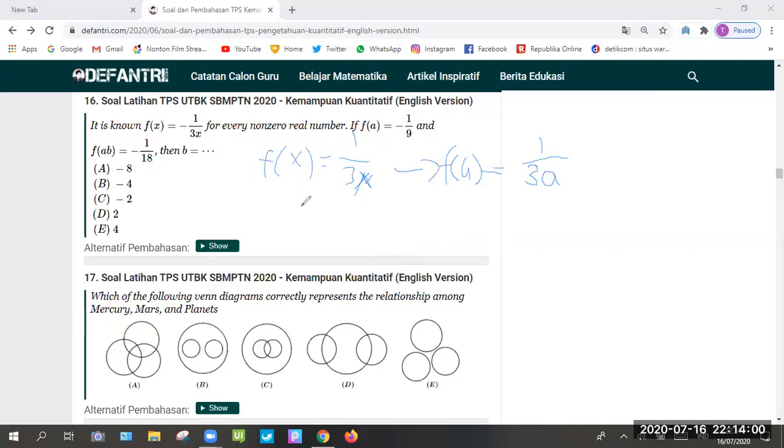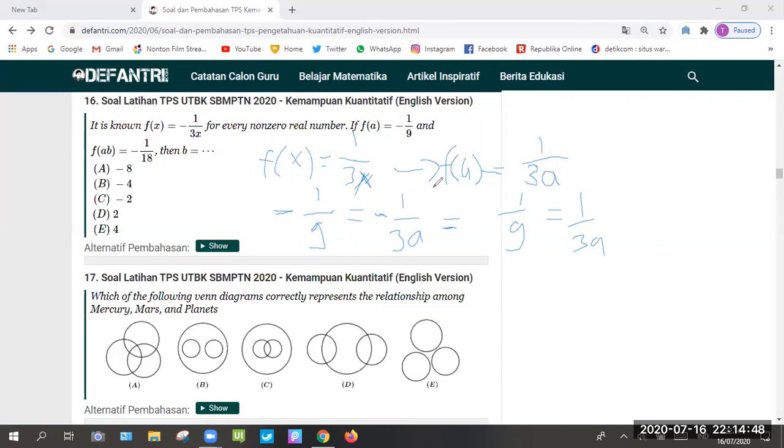Okay, and I'm gonna write because the fx is changed or switched with fa. So fa is 1 per 9, minus 1 per 9. And I'm also gonna add up the fx that has been added to the fa, have been changed the structure. So I'm gonna add minus 1 per 3a. And as you can see here, we can already guess how much is a.